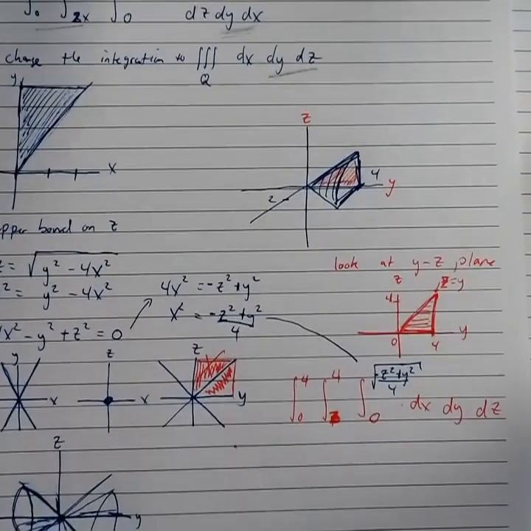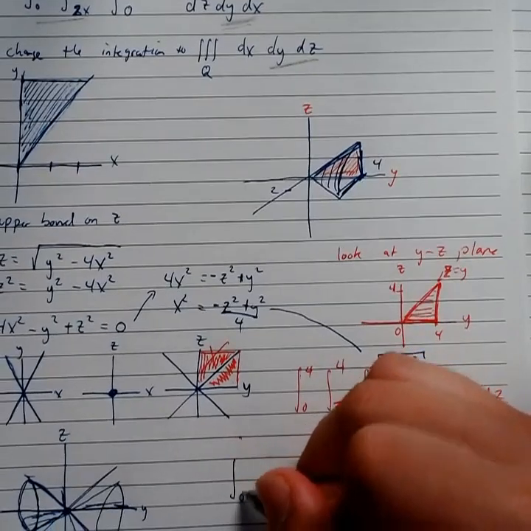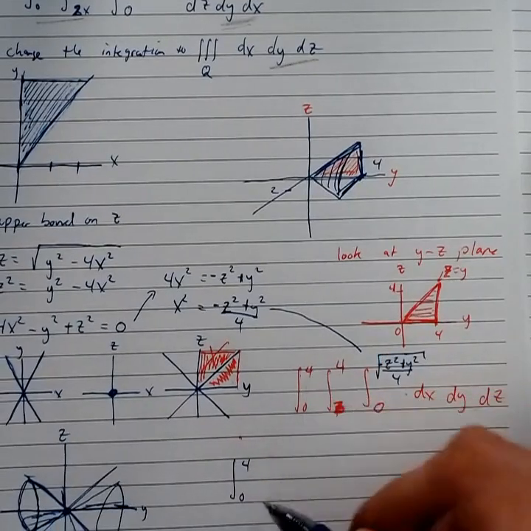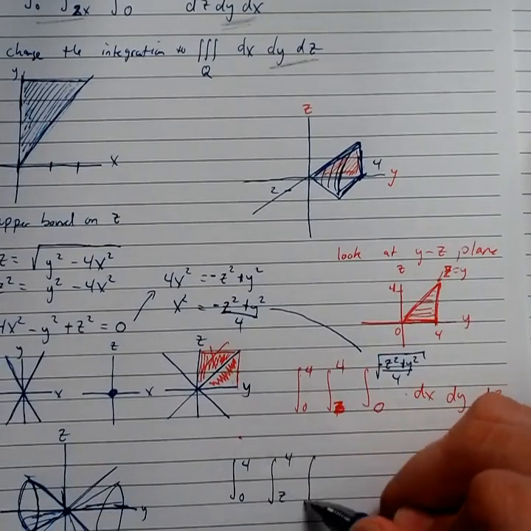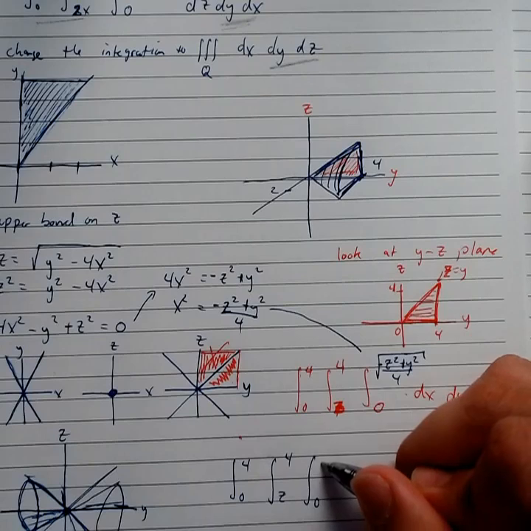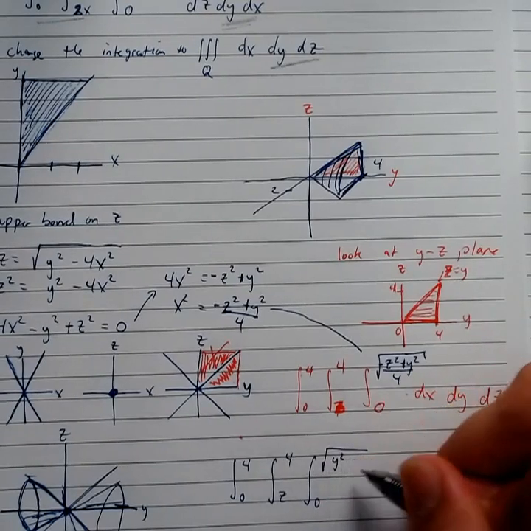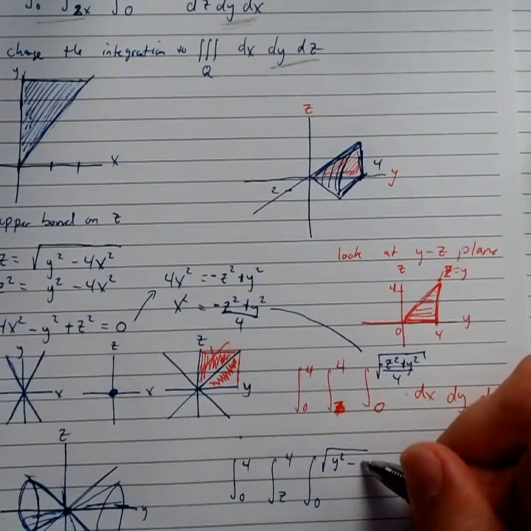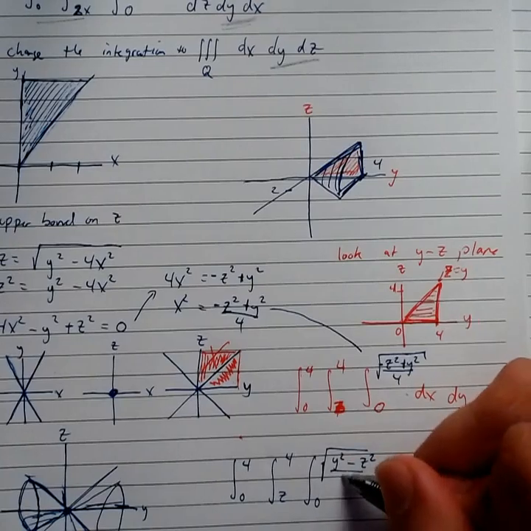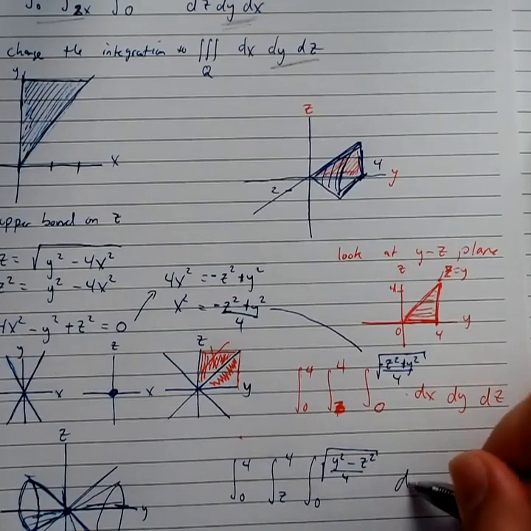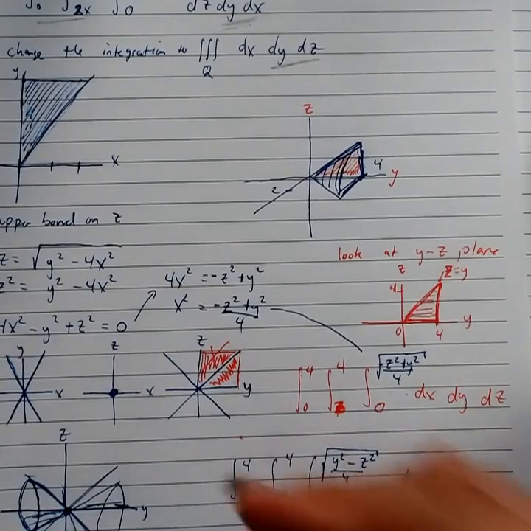So let me go ahead and write that out nicely just to make sure we've got it all. That's the integral from 0 to 4 of the integral from z up to 4 of the integral from 0 up to the square root of, here let me write this with the positive one first as we usually do, y squared minus z squared over 4, dx, dy, dz. And that is our result.